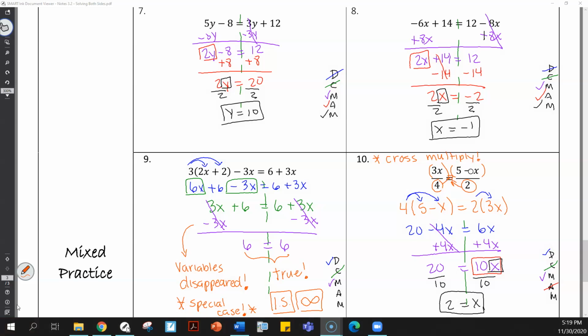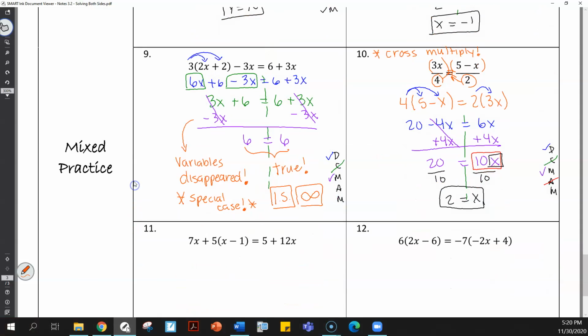Number 10, I just have to cross multiply. 4 times all of this right here. 2 times all of this right here. And then I just distribute. 4 times 5 is 20. 4 times -x is -4x. 2 times 3x is 6x. Okay. You should have gotten 2 equals x for that one.